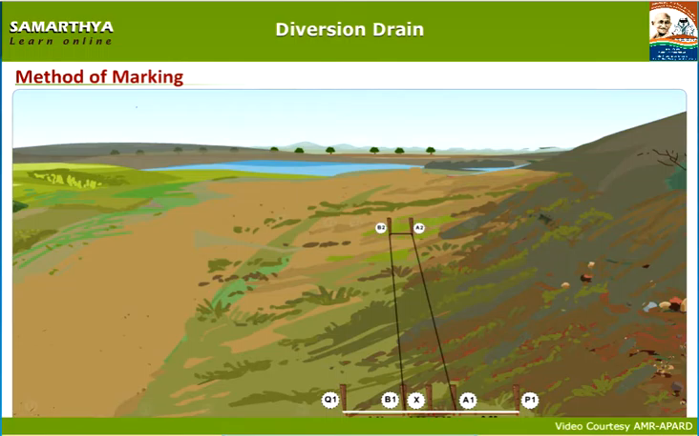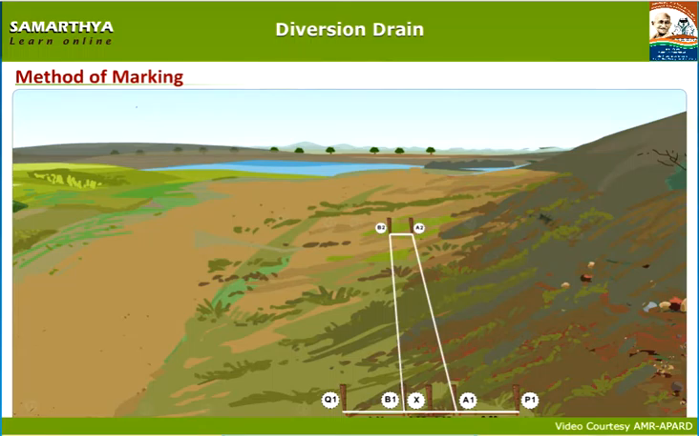Draw a line along the thread which tied A1 and A2 using lime powder. Draw a line along the thread which tied B1 and B2 using lime powder. Mark with lime powder along the thread which tied A2 and B2. The distance of 0.5 meters between the middle portions of the lime powder lines connecting A1, B1, A2 and B2 indicates the bottom width of the diversion canal.